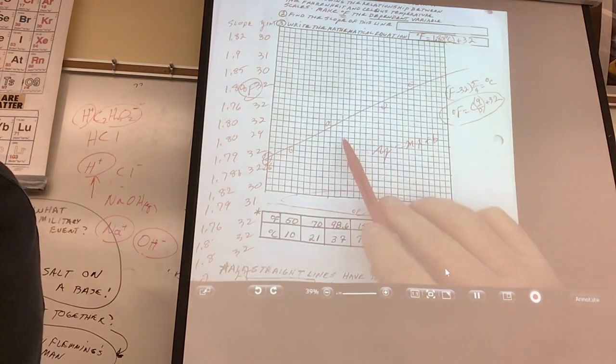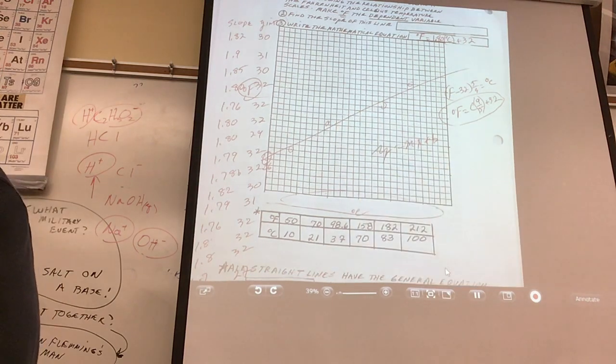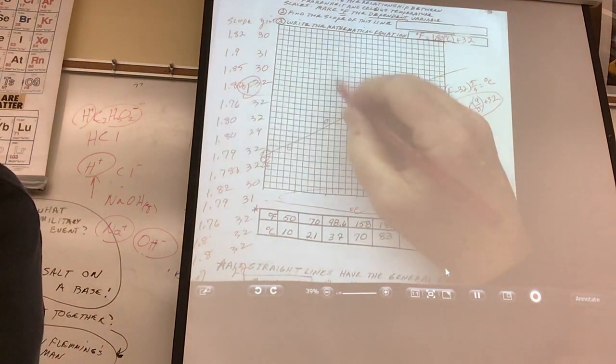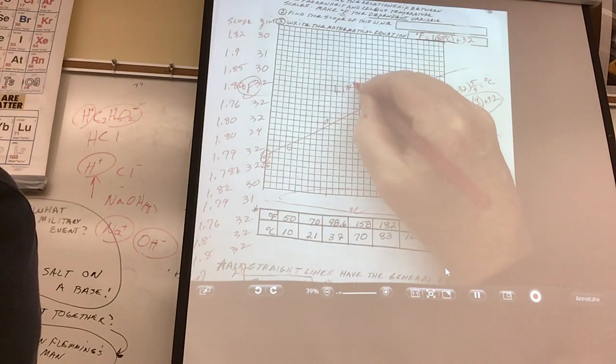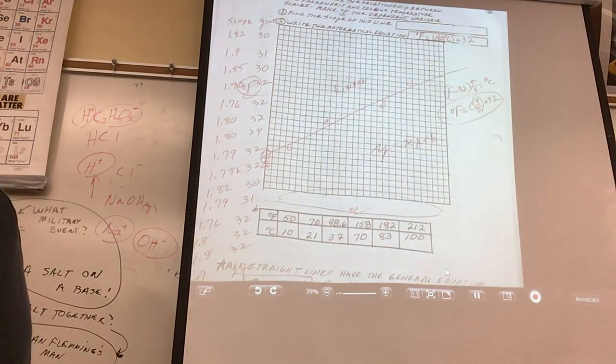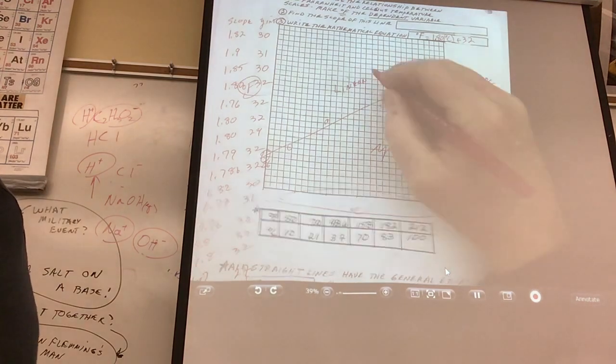How would you classify this kind of a relationship? You are looking for the word. Well, it's linear. I like that. So it's linear. What else? It's a direct relationship. Is it or not? Yeah.